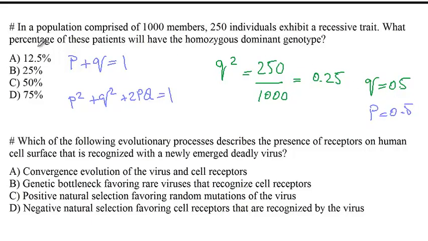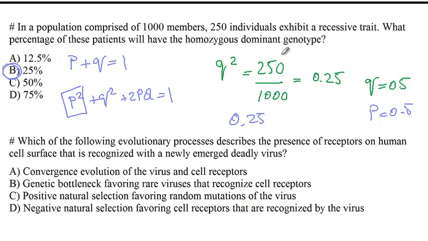Now the question is asking, what's the percentage of patients that have a homozygous dominant genotype. So here we are asking what's the P2 population. So P to the power 2 is 0.25. And so the answer is 25% will have homozygous dominant genotype.